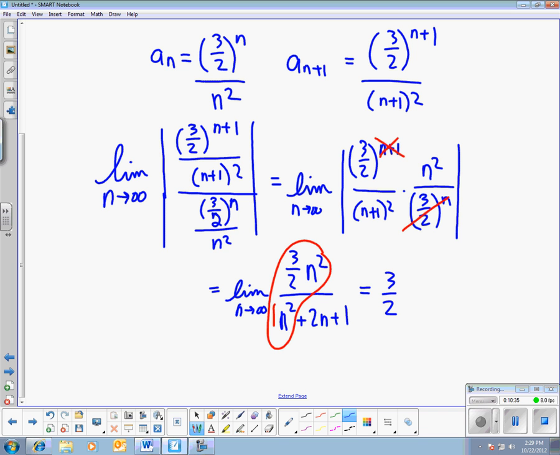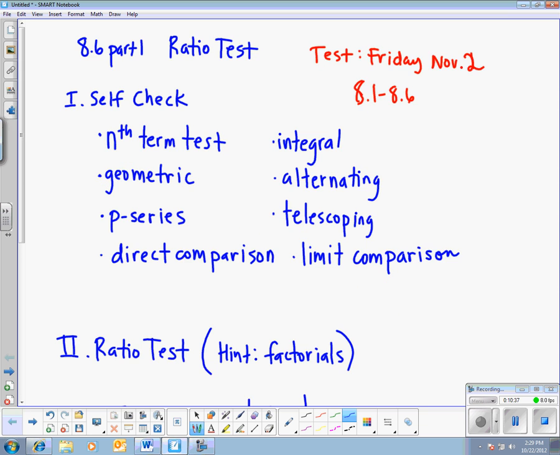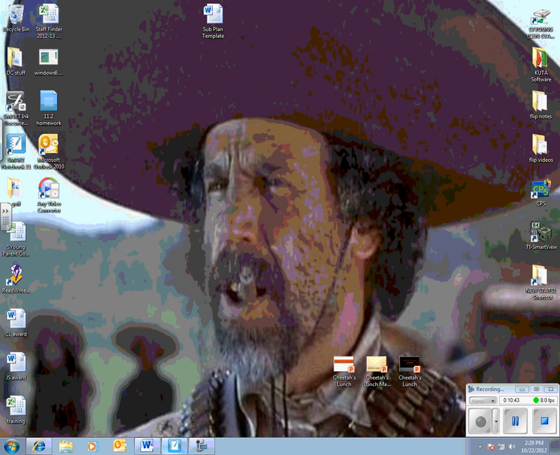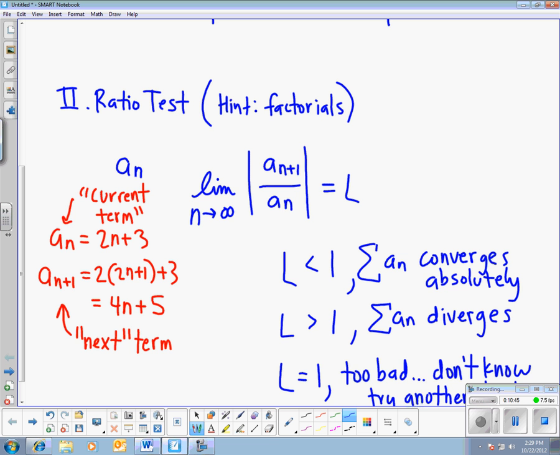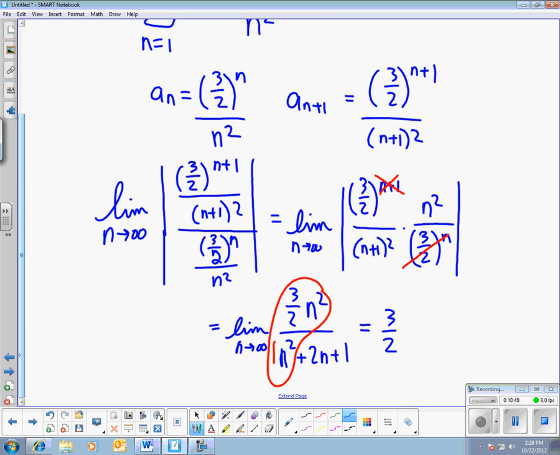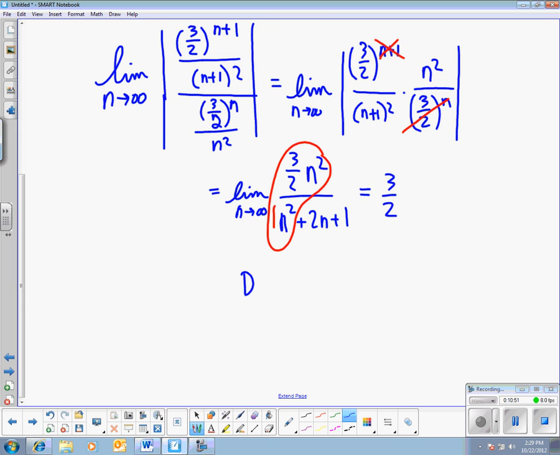Now, if you remember the test, this is a value that's greater than 1. Therefore, my series diverges. Whoops, there's El Guapo. You know him from the Three Amigos. And so my conclusion here is my series diverges by the ratio test.